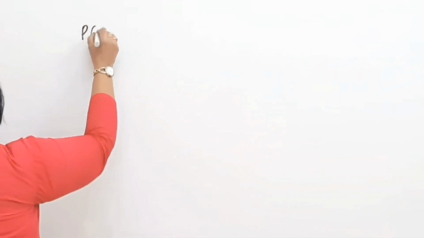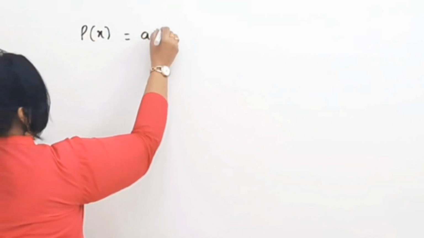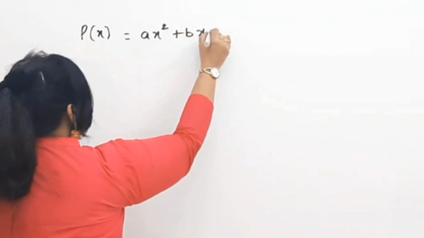It says when we are given the zeros, suppose alpha and beta are the zeros of the polynomial, then we have to write the polynomial. How to write the polynomial? We do not know the polynomial, but it is given alpha and beta are the zeros of the polynomial. Then how to get the polynomial? So I would write a polynomial p of x is equal to ax squared plus bx plus c.